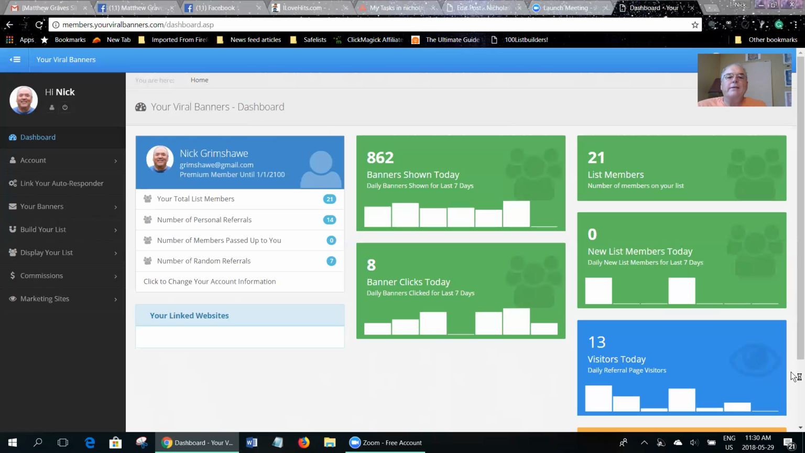a couple of things that's been happening since the data inflow has really increased, and we're getting some really good usable data from all of the volume of everybody advertising and being tracked. So this is one of the other beautiful things about the system, is the tracking is not just what's happening with your banners, but what's happening with everybody else who's a member of your viral banners.